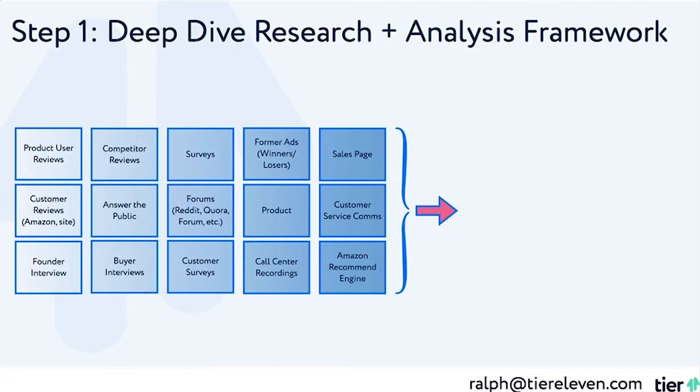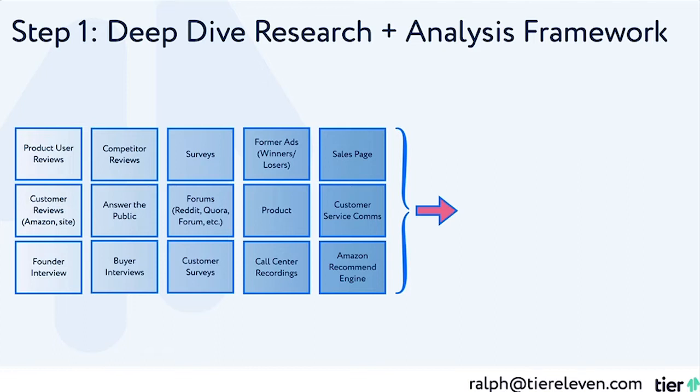Deep dive research is a process. It's 16 different endpoints or data points that we utilize that guide our messaging. So it might be product user reviews. We go deep inside this, and I'll show this in just a second. We might do competitor reviews. We'll go into surveys. We'll look at former ads, winners and losers. We'll do customer reviews. We'll go into Answer the Public. We'll even do founder interviews with the founder of the business. We'll do buyer interviews. We'll watch and listen to customer service calls.